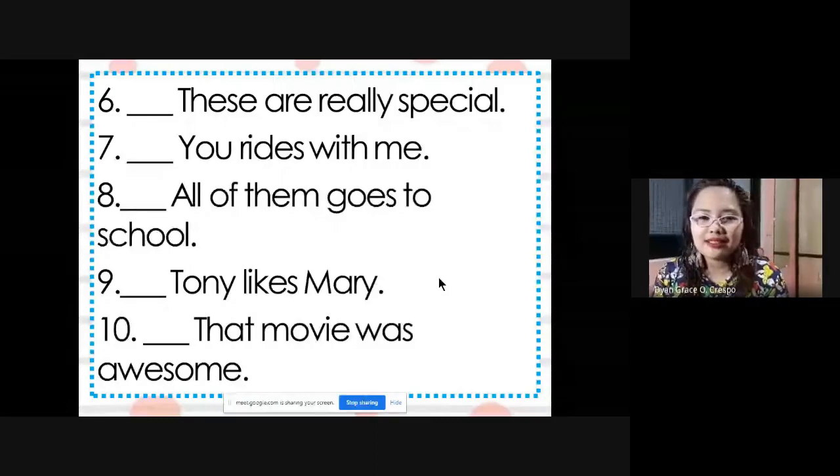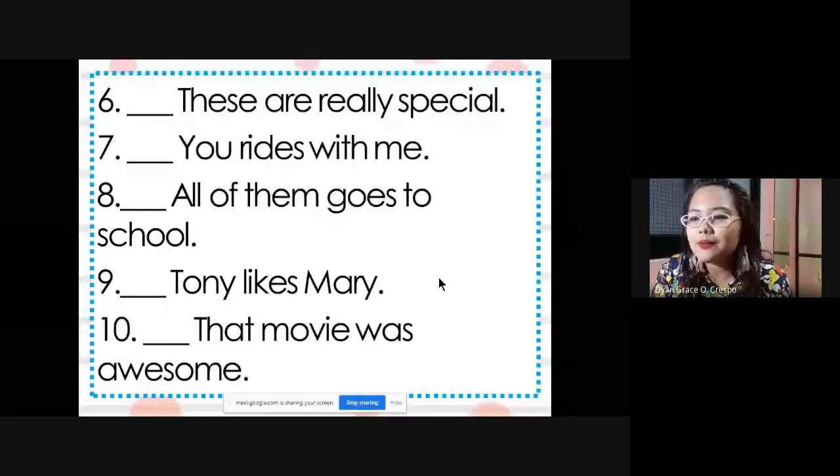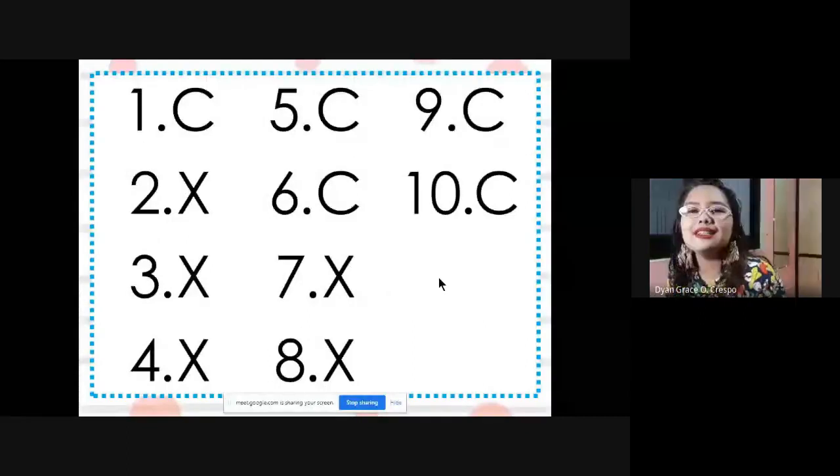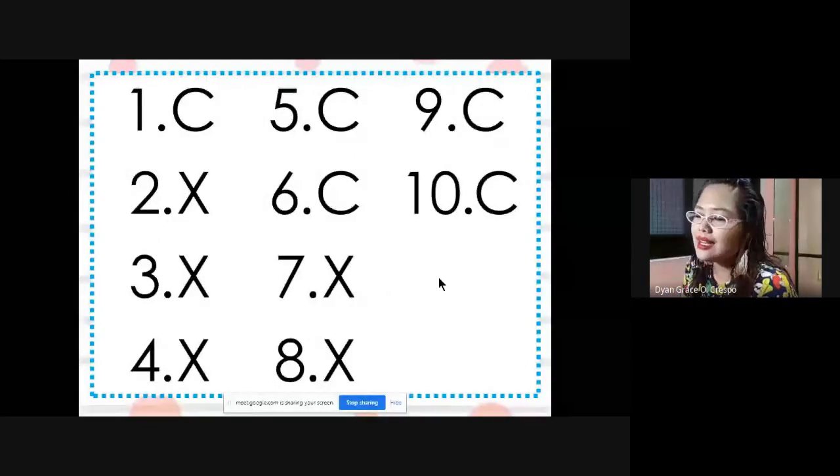Shall we check? Okay, let us now check. Okay, Jupiter, thank you. Check your answers, my dear, and later I will ask your scores. Okay, number 1, C, 2 X, 3 X, 4 X, 5 C, 6 C, 7, 8 X, 9, and 10 C.